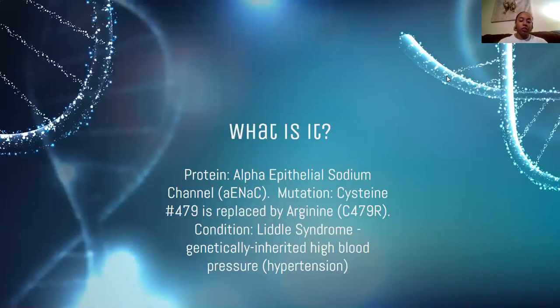So, what is Liddle syndrome? Liddle syndrome involves a protein, alpha epithelial sodium channel, and the mutation through the cysteine number 479, which is replaced by arginine. The condition which results from this mutation is Liddle syndrome, genetically inherited high blood pressure, which I will be referring to as hypertension.